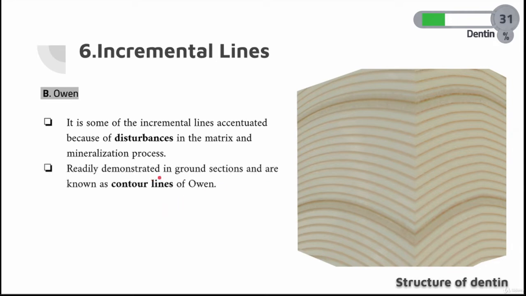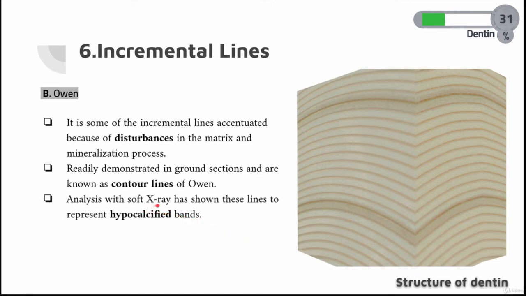Readily demonstrated in ground section and are known as contour line of Owen. We can easily see it in ground sections. Analysis with soft X-ray has shown these lines to represent hypocalcified bands. So the disturbance happened is hypocalcification of these areas, which reflected as lines.